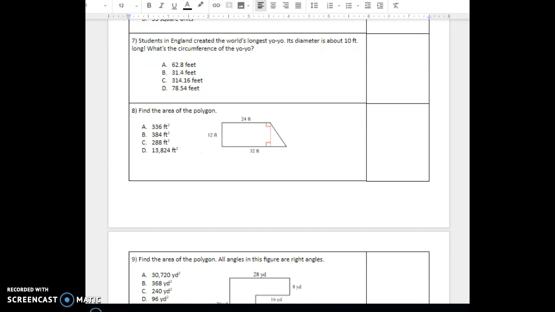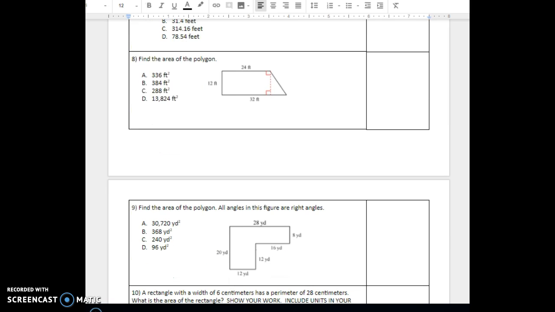Question 7. Students in England created the world's longest yo-yo. Its diameter is about 10 feet long. What's the circumference of the yo-yo? A. 62.8 feet, B. 31.4 feet, C. 314.16 feet, D. 78.54 feet.